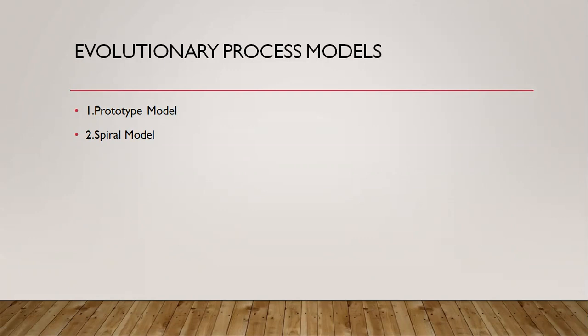Now, today we will learn about evolutionary process models. So, what is an evolutionary process model? It is one of the approaches for the software development life cycle. In this evolutionary model, whatever process activities there are will be executed in a ring manner. Okay, in a ring manner.